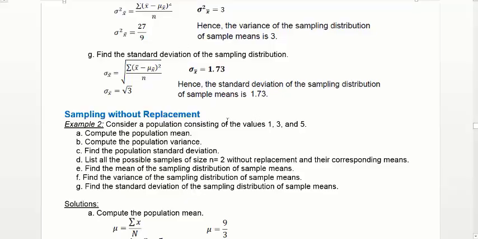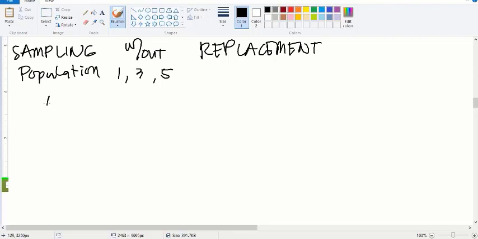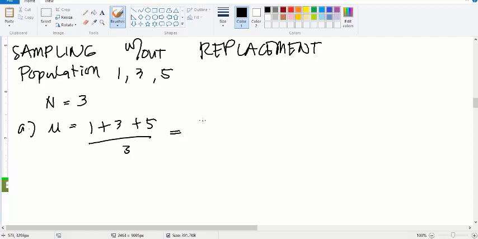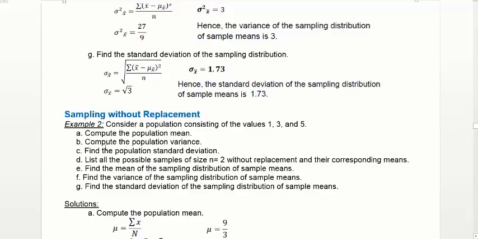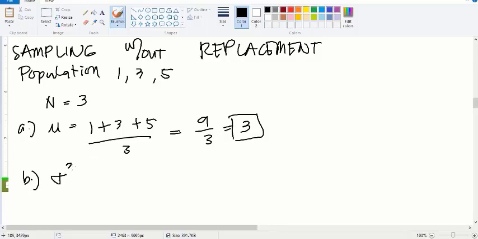Okay. So, the same thing, no? So, obviously, ang ating N is equals to 3. Big letter N. So, kung isolve natin ang mu, or ang mean, that would be 1 plus 3 plus 5 over 3. So, 1 plus 3, 4 plus 5, 9 divided by 3 is equals to 3. Tama ba? So, that is our mu, or mean. Okay. Ang letter B naman possibly is, ano yung tinatanong niya? Okay, population variance.